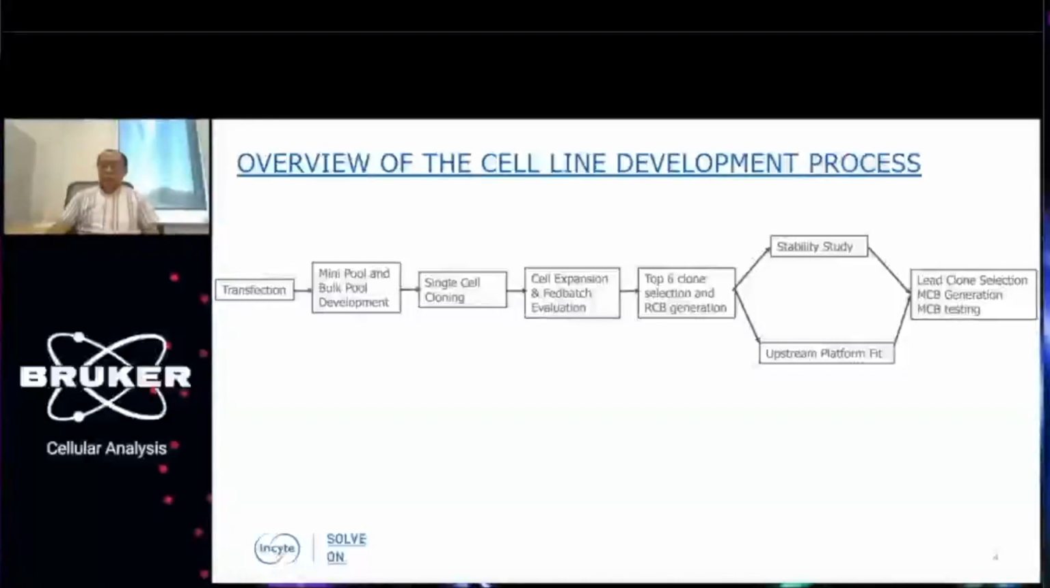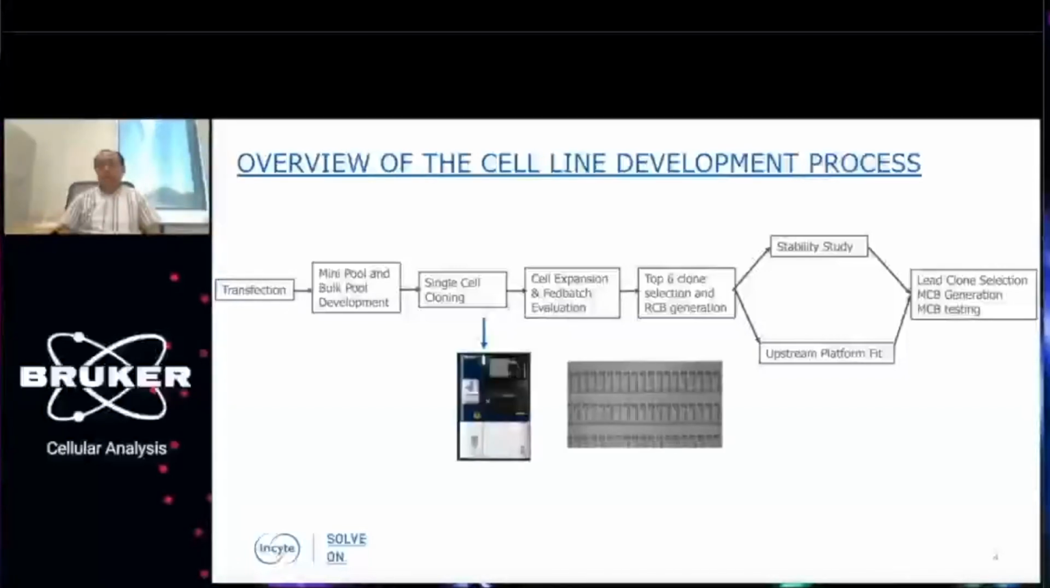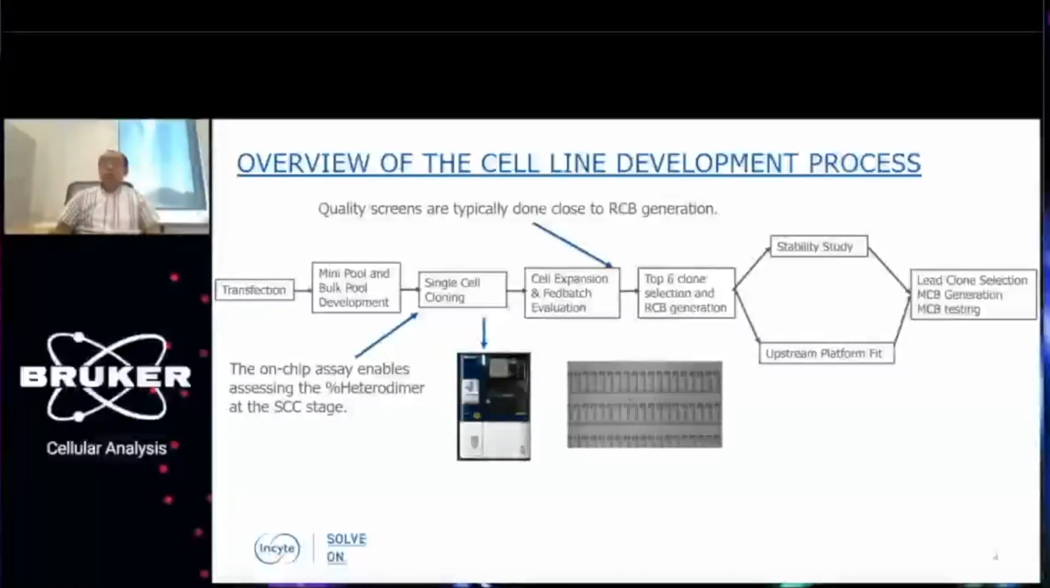For single cell cloning, we use a Beacon instrument. The quality screens are typically done close to RCB generation. We always get a lot of bad quality clones. It's better to do this screen at the earliest time. The all-chip binding assay makes this possible. I will talk about this later.